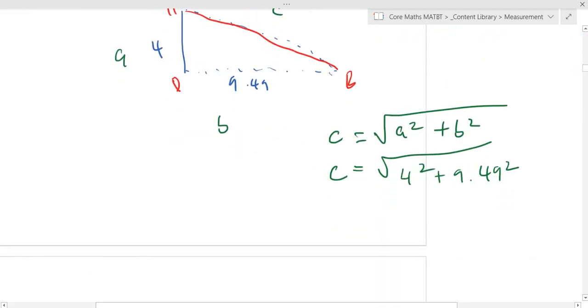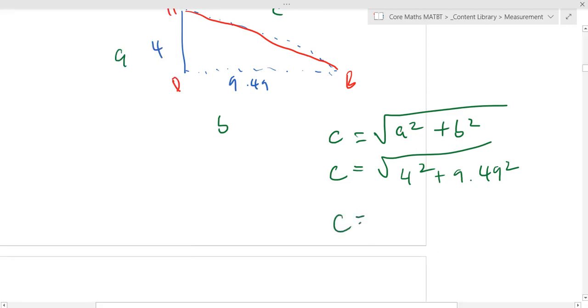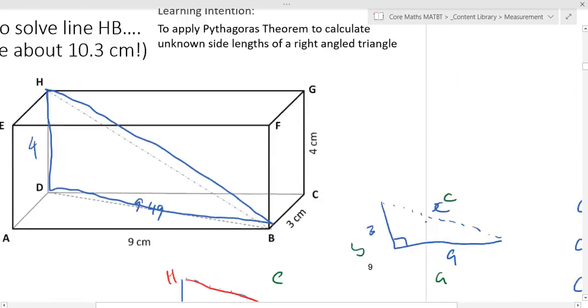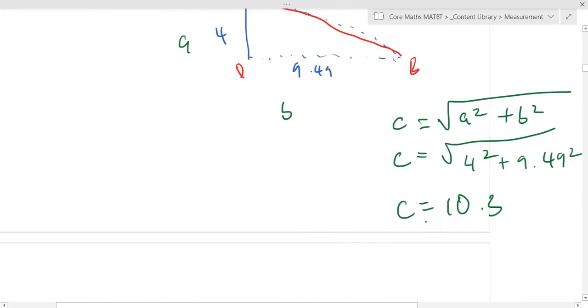So putting that in my calculator, 4 squared plus 9.49 squared equals 10.3. I think it said here 10.3. Yeah, cool. So 10.3. All right, pretty straightforward.